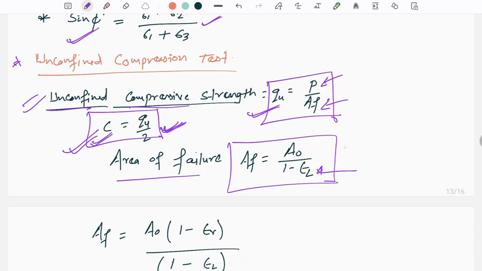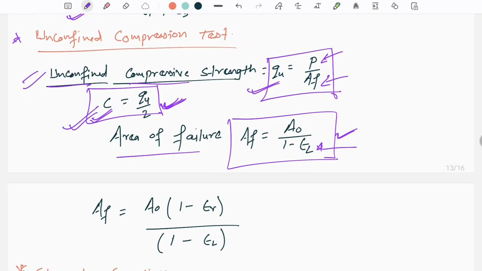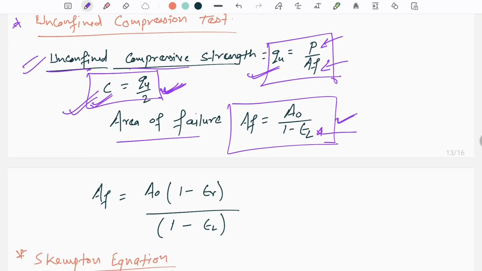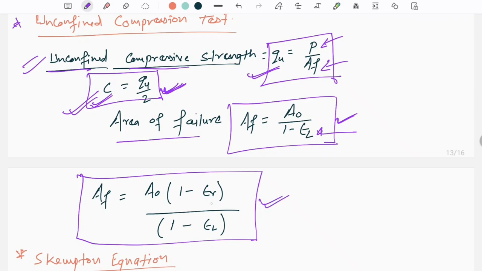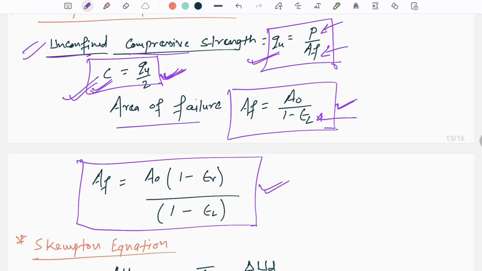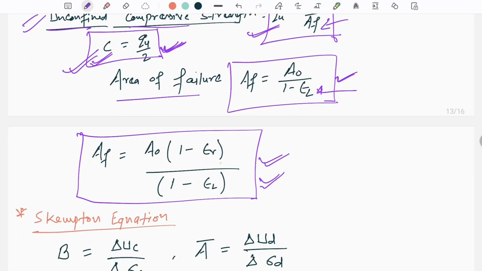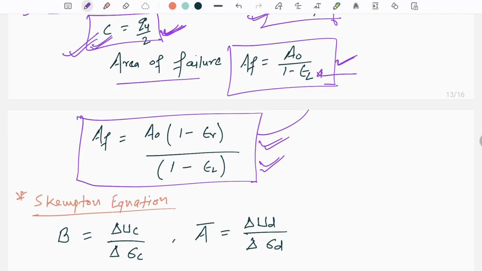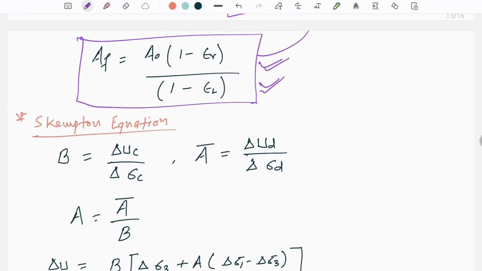Okay, so this expression is used when the volumetric strain is 0. If volumetric strain is given, then you can find AF by this expression: AF is equal to A naught times 1 minus epsilon V divided by 1 minus epsilon L. If epsilon V is equal to 0, then this is the same as above: AF is A naught upon 1 minus epsilon L.